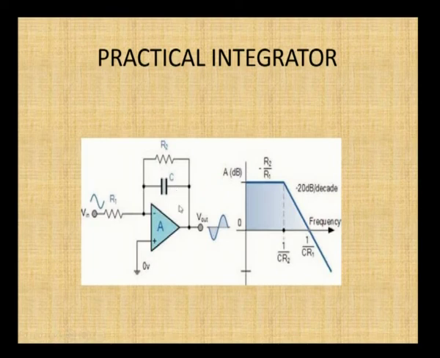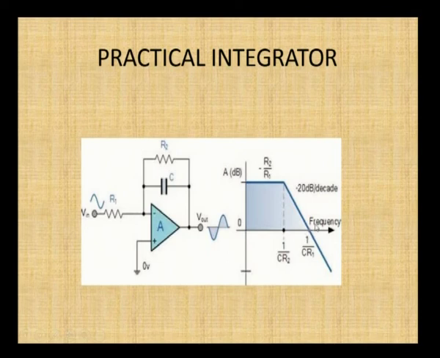And if the frequency is increased, the gain is getting decreased at the rate of minus 20 dB per decade. If the frequency of the input signal is increased, the gain is getting reduced, and at this frequency based on these two components, you will be having a frequency term, and at this frequency this gain is reduced by 3 dB. So, that is the cutoff frequency of this circuit.